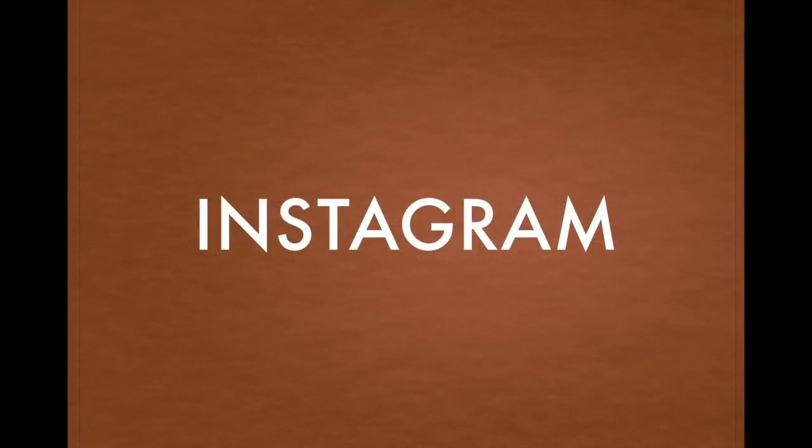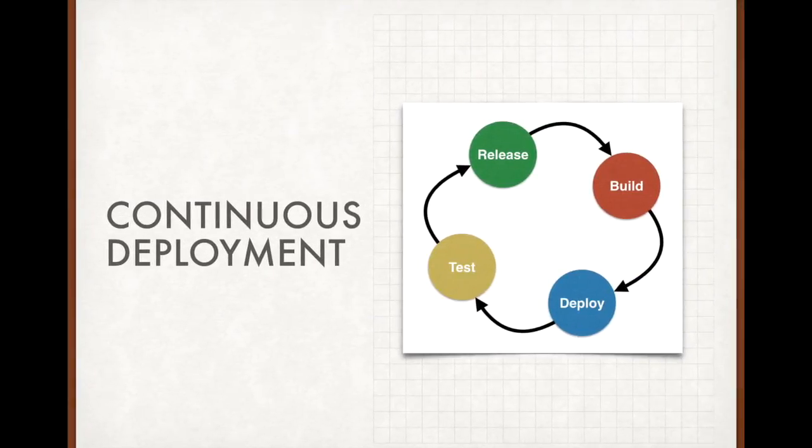The next deployment process I want to go over is the one for Instagram. Instagram uses a continuous deployment process, meaning when they push something, it's automatically processed and tested and then pushed to a live environment. The core principle behind continuous deployment is automation. It's all about automatically doing the steps that normally humans have to take.